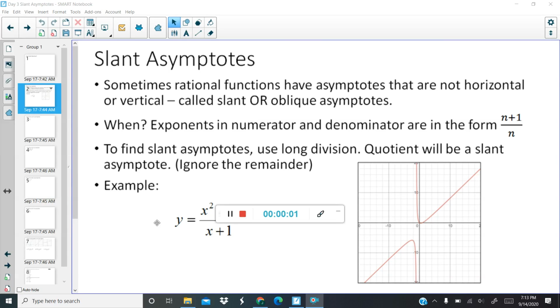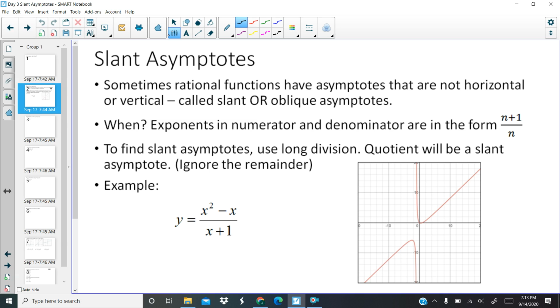Okay, so yesterday you should have looked over some horizontal and vertical asymptotes and the rules for finding those. But today we need to talk about a different kind of asymptote on a graph. It is possible to have an asymptote that isn't horizontal or vertical, and that's going to be called a slant asymptote, or it could also be called an oblique asymptote.